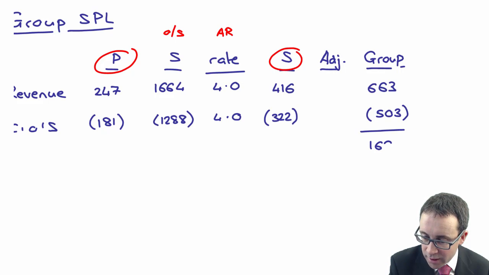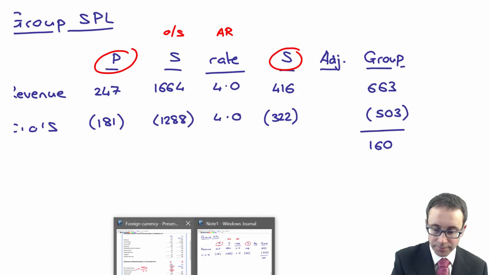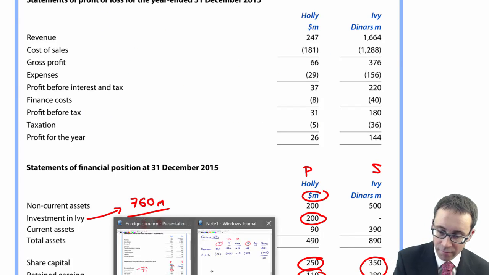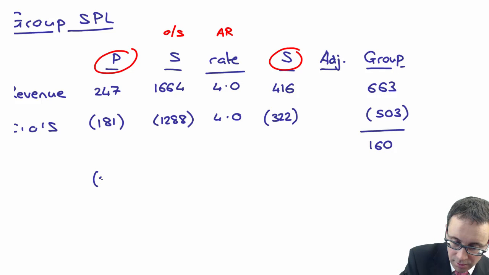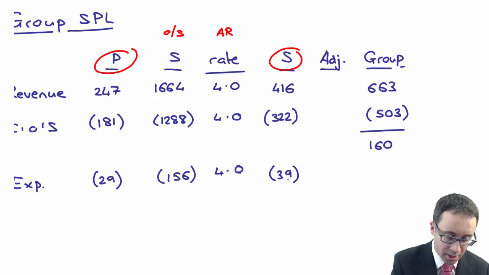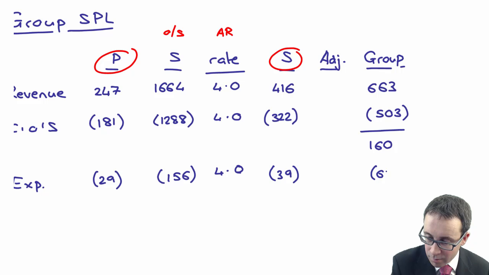Should give you gross profit, is that there, of 160. I've then got my expenses, 29 and 156. So 29 and 156 there on my expenses. 156 divided by 4 is 39. 39 plus 29 is there is 68.